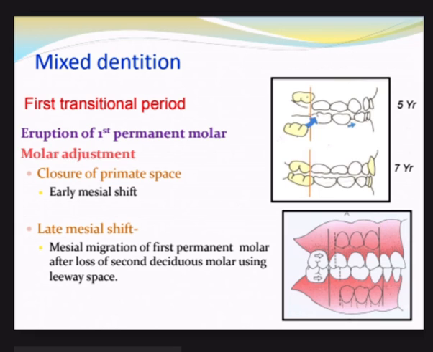I have not discussed leeway space. I will discuss it in due course, don't worry. But keep this in mind: late mesial shift, leeway space; early mesial shift, primate space. In early mesial shift, primate space is utilized to get class 1. In late mesial shift, leeway space is utilized to get class 1 molar relationship.